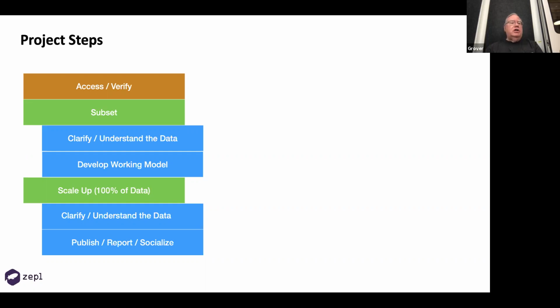There is a dirty little secret in data science that we tend to avoid talking about in polite company, which is most data science algorithms require data that can fit in memory for a fair amount of the analysis. But I'm not going to get into that too much. After you've got your data subsetted, you have to clarify it and make sure you understand what it is.